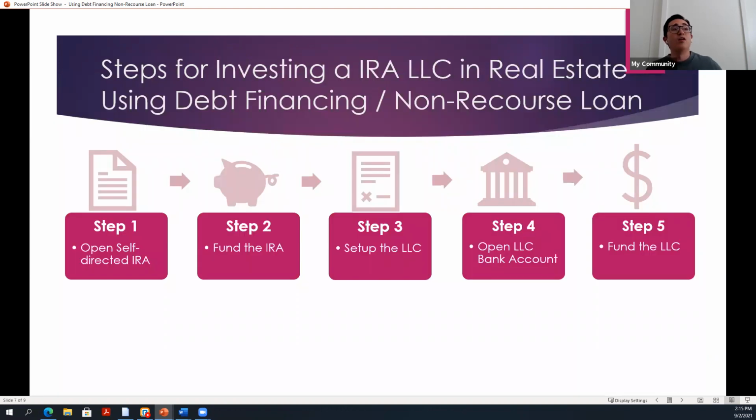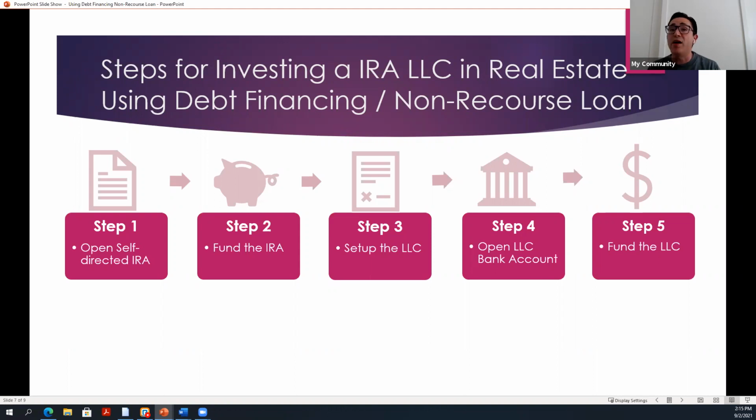If you're not eligible to set up a solo 401k, because say you have employees, or on the other spectrum, you're not self-employed, or you have Roth IRA money but still want to invest that money in real estate and use non-recourse financing, then the way to do it is through a self-directed IRA. So we offer a self-directed IRA LLC, which could be a Roth IRA LLC.